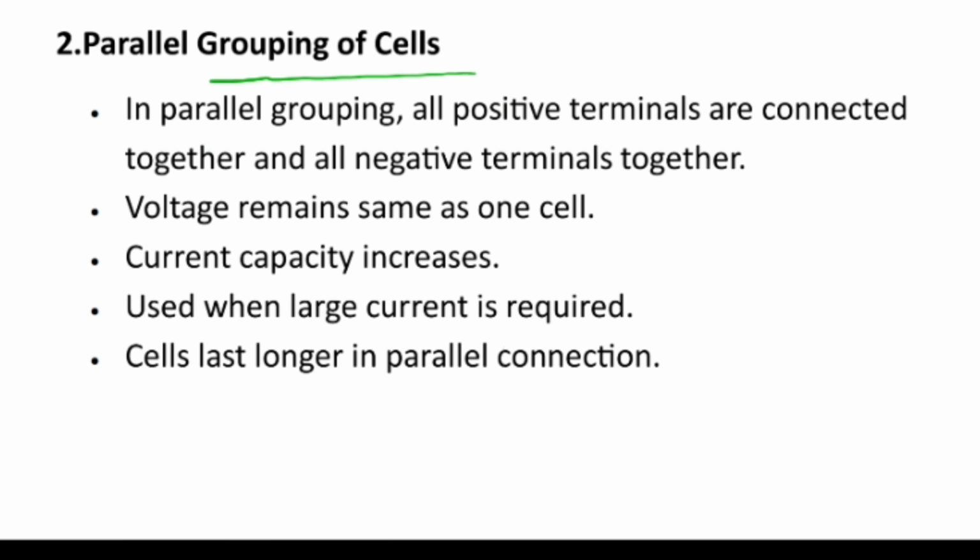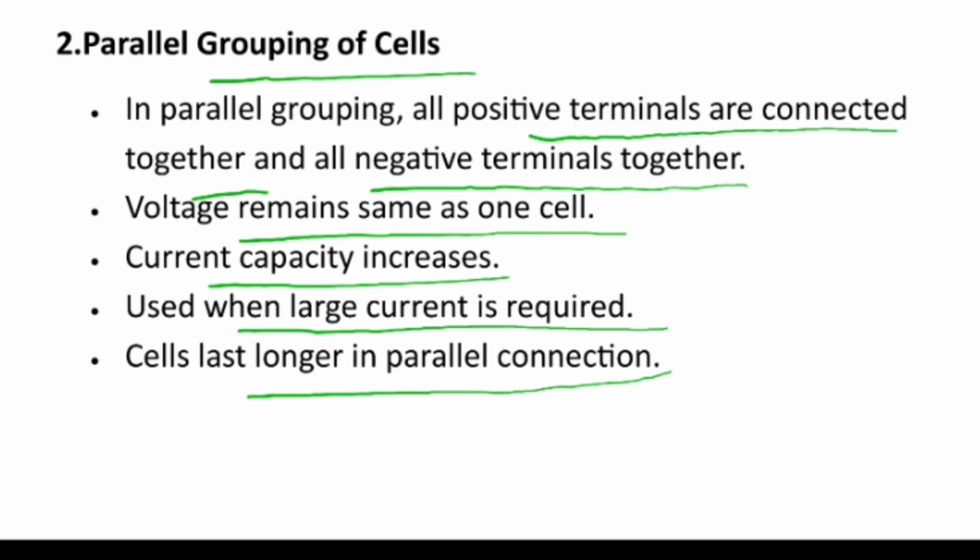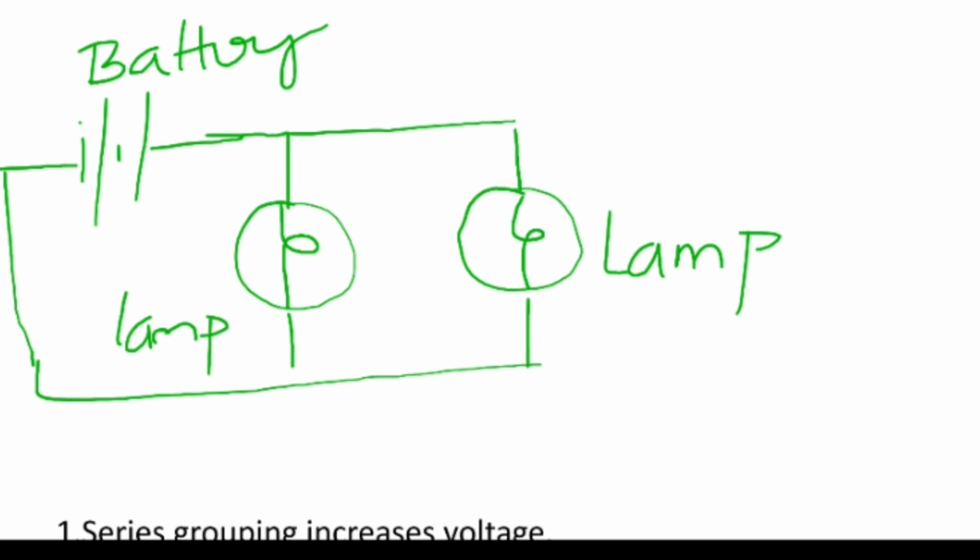Next is parallel grouping of cells. In parallel grouping, all positive terminals are connected together and all negative terminals together. The voltage remains the same as one cell. Current capacity will be increased. Used when a large current is required. Cells last longer in parallel connection. This is the diagram for parallel. The cells are connected in parallel, and the battery is connected. This is the diagram.